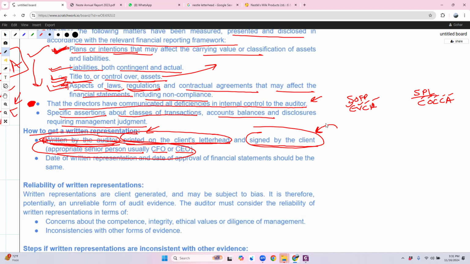Oh, so you're not taking any kind of risk that the management might write something else. I thought the management would write it and then give it to you. No. You will write it as an auditor, like a confirmation, and you will print it upon the client's letterhead.